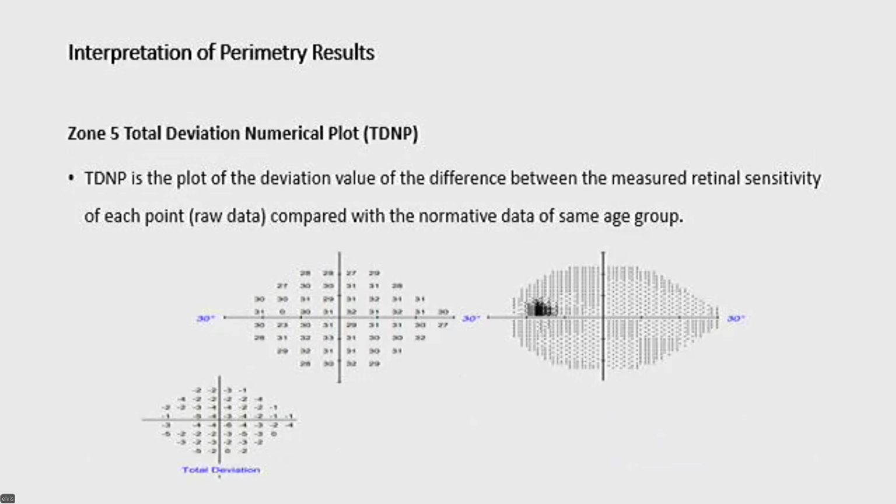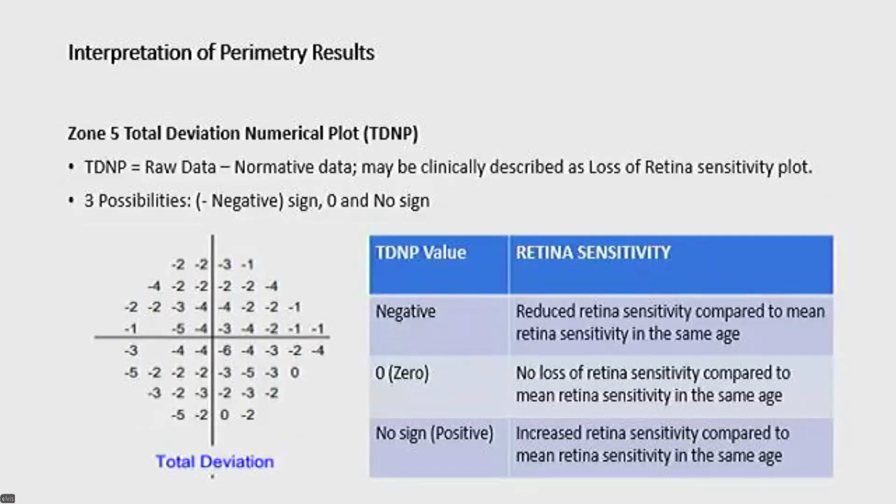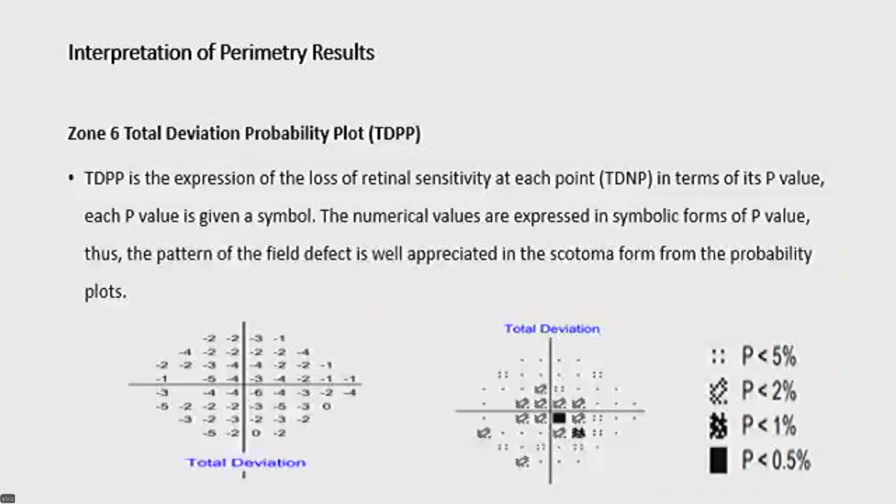The total deviation numerical plot helps us to define the retinal sensitivity of each patient and compares it with normative data. So we can roughly say that the total deviation numerical plot is the raw retinal sensitivity data of the patient minus normative data. There are three possibilities. It could be negative, where the patient has a reduced retinal sensitivity. It could be zero, where there's no loss of retinal sensitivity, and it could be a positive sign.